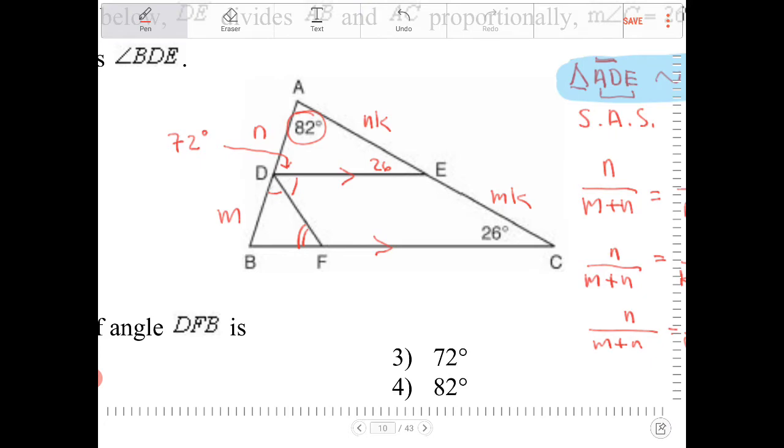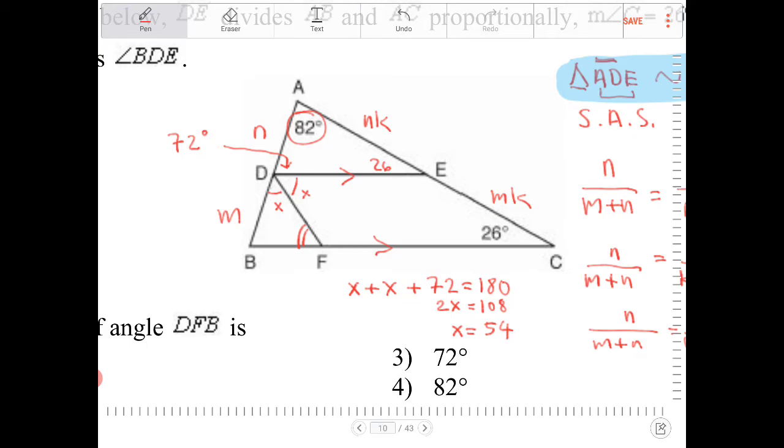And since angle BDF and FDE are the same, I'm going to call these angles here x. So since x, x, and 72 are all collinear, I can then say 2x plus 72 is equal to 180. I can subtract both sides by 72. I will then end up with 2x equals 108. And divide both sides by 2, I will end up with 54 as angle x.